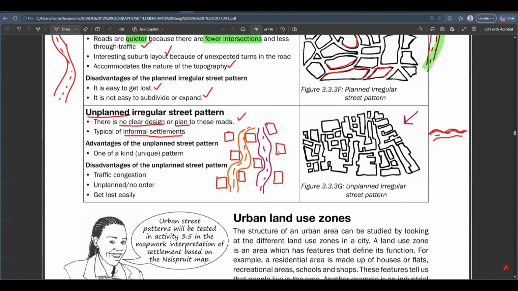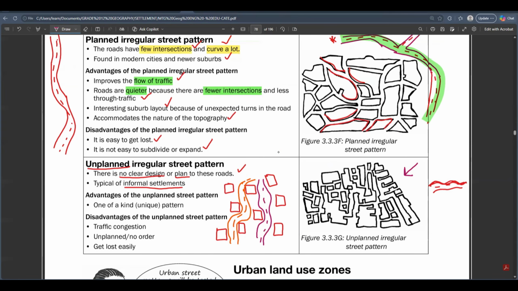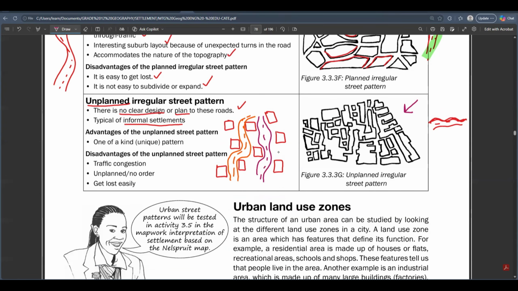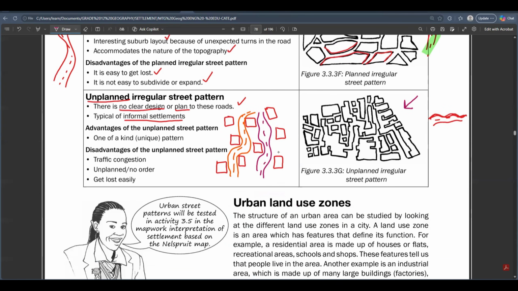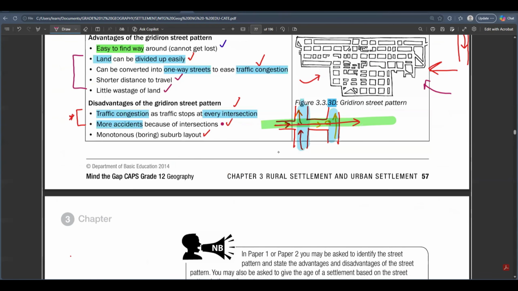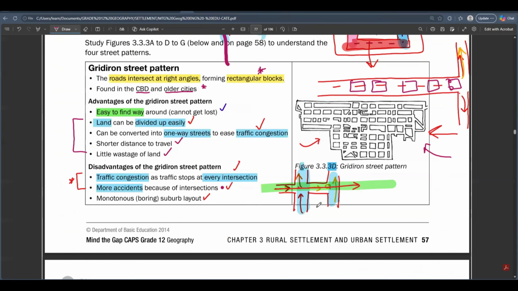Okay, but the one that is planned, yes, it is irregular. It doesn't have a certain shape, a formal shape, but it has got some curved roads and fewer intersections. But in the unplanned one, the roads are just haphazardly arranged. The radial one, remember, all the roads are leading towards the same point. The gridiron pattern, the roads are straight and they are meeting at angles of 90 degrees.